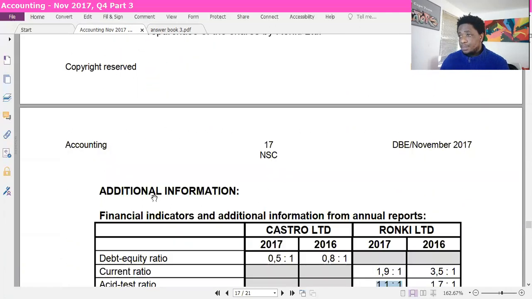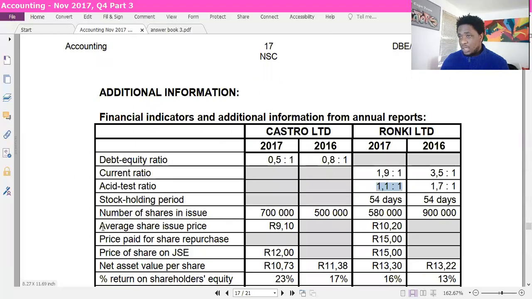So, they gave you here that the price paid for the repurchase of shares is 15 Rand. But these shares had an average issue price of 10 Rand 20. So what you can say, for instance, is that the company paid too much, because they paid shareholders 15 Rand to buy back stock that shareholders had previously bought at 10 Rand 20. So that could be an argument.